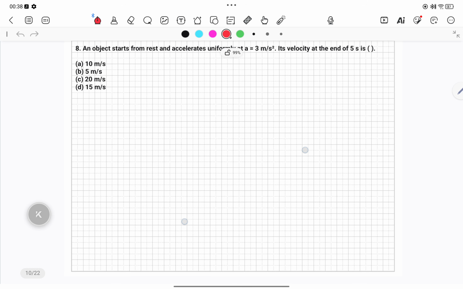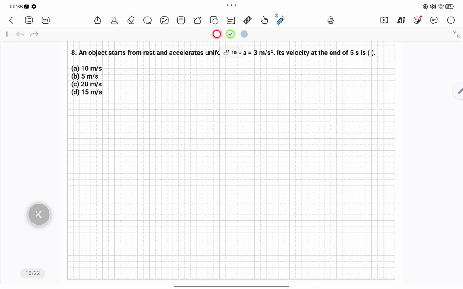Now move to question number 8. An object starts from rest and accelerates uniformly at a equal to 3 meter per second squared. Its velocity at the end of 5 seconds is. Here the object is at rest, that means initial velocity is 0, acceleration is 3 meter per second square, and time is given as 5 seconds. So we have to find the velocity.